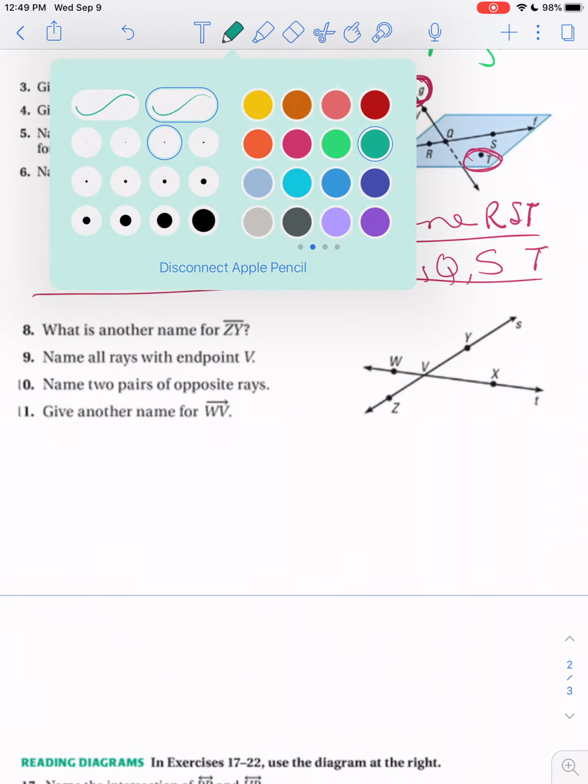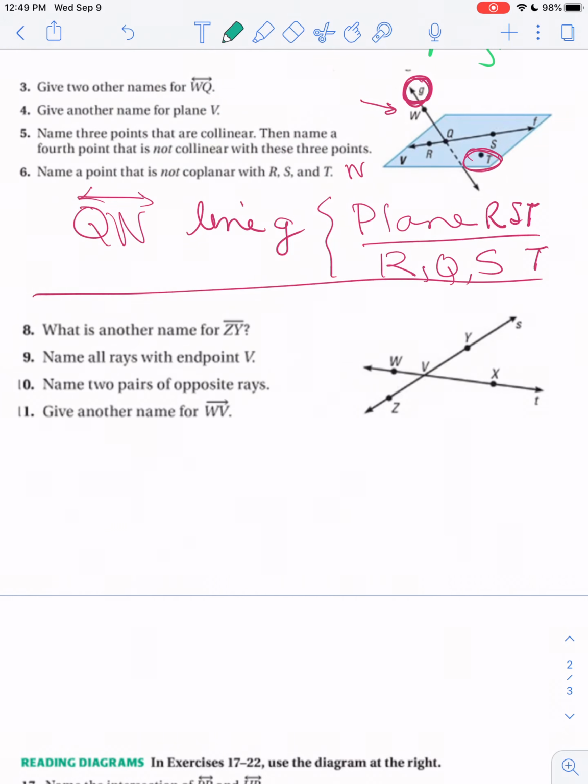Change colors here. What is another name for segment ZY? Again, first thing I like to do is find that on the diagram. And we said order doesn't matter in a segment. ZY is the same thing as YZ.